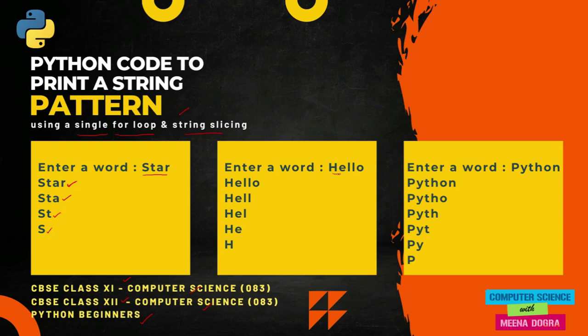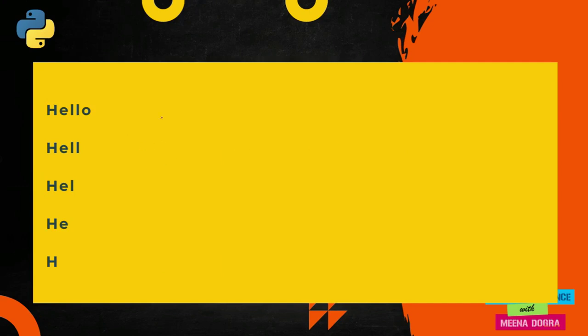Similarly for hello, we'll have the entire string hello in the first line, and 5 lines of output because the length of hello is 5. Then the first 4 characters, children, in the second line, first 3 characters in the third line, first 2 characters in the fourth line, and the last line will have the first character itself. Similarly here for Python. So for any length string, this code will work, and we'll just make use of a single for loop and the string slicing concept in order to print this pattern. So from now we are moving from the whole string and finally coming down to the first character in the last line of output.